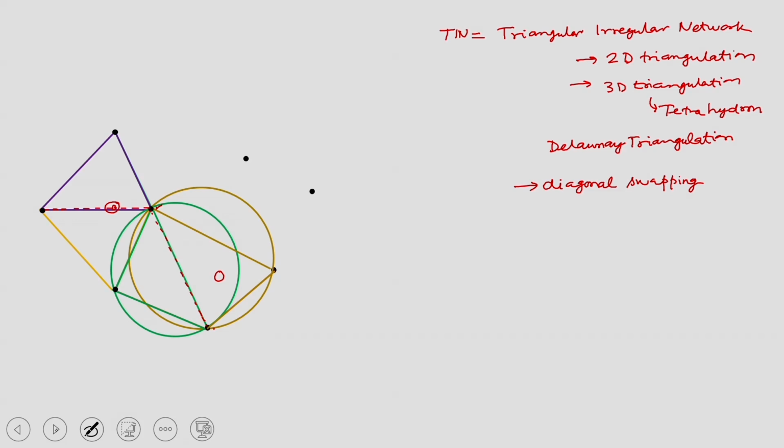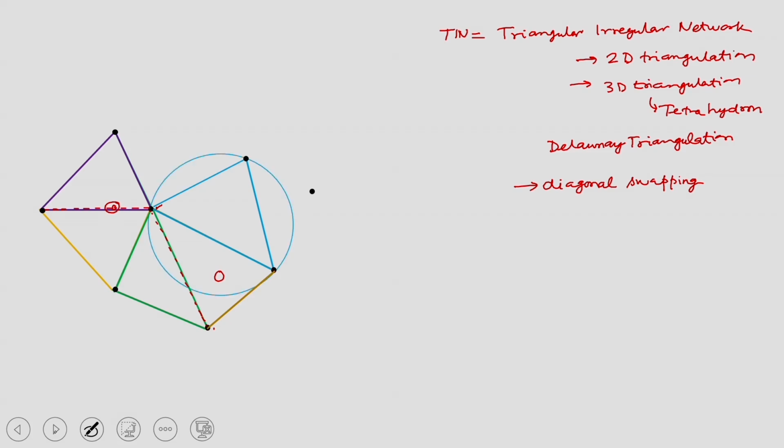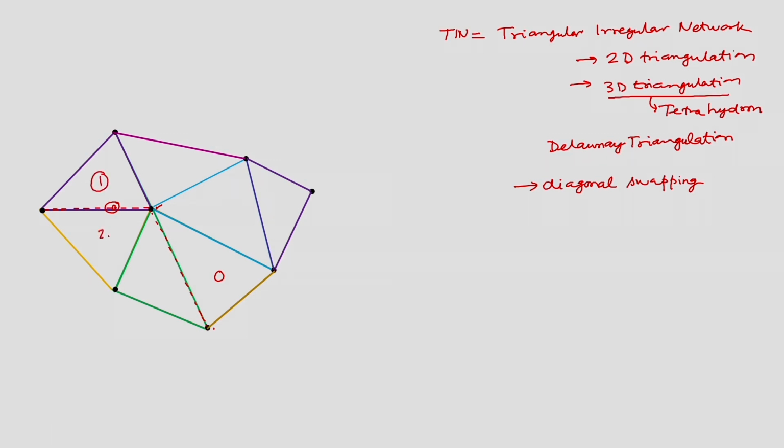So, let us consider 2 more points. So, let us develop this way and try to fit a circle through these 3 points. Now, there is no point which is falling inside the circle. So, that is an acceptable triangle. What about the last point? The last point is this, that I will connect, and this is the triangular irregular network using diagonal swapping method. If I number these triangles 1, 2, 3, 4, 5, 6 and 7.